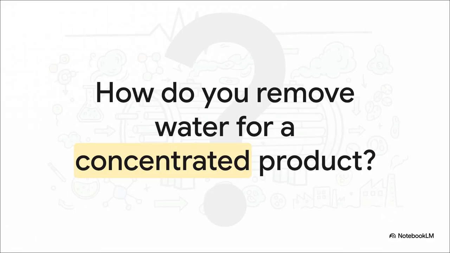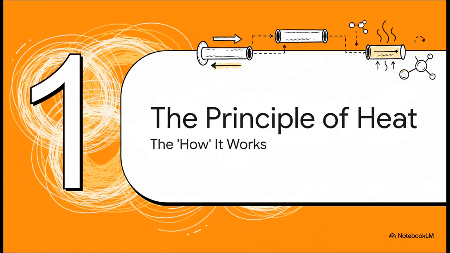Okay, so just imagine this for a second. You've got this amazing, potent herbal extract, but it's super diluted, just swimming in water. Now, to turn that into an actual medicine, you have to get rid of most of that water, but you can't destroy the active ingredient in the process. I mean, that's a huge challenge in drug manufacturing, and it's the exact problem the horizontal tube evaporator was built to solve.